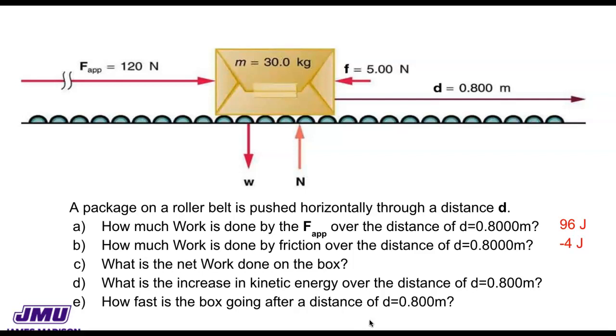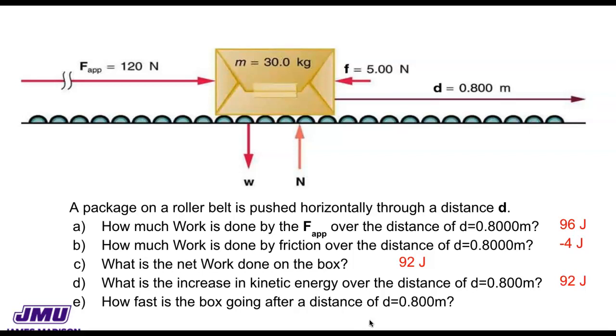So what is the net work done on the box? Well, the weight of the box and the normal force we didn't calculate because those forces are exerted perpendicular to the displacement. They each do 0 joules of work. So the net work on the box will just be the work done by the force applied added to the work done by the force of friction. That is 96 joules plus negative 4 joules, meaning 92 joules of work is done on the box. What is the increase in kinetic energy over the distance? 92 joules. I know that because of the work energy theorem.